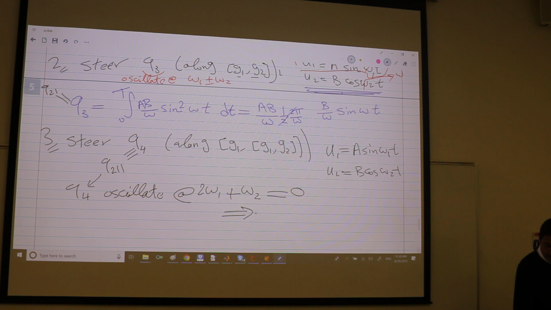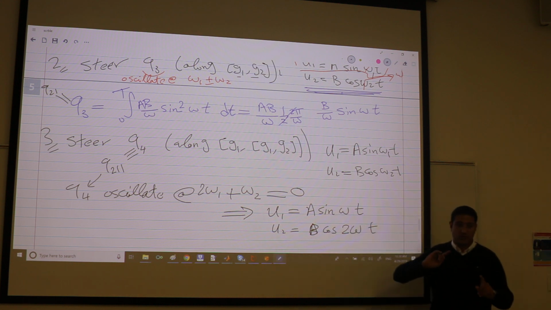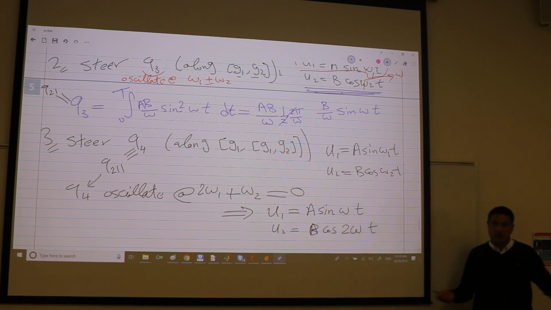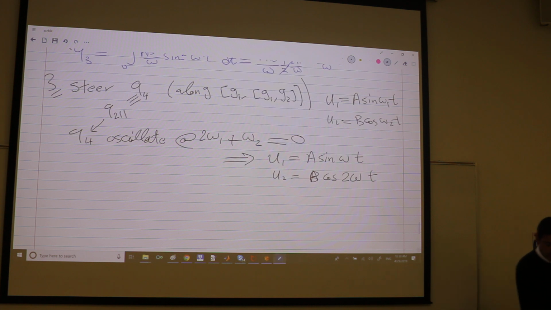So this means that U1 is A sine of some omega, and from this equation, this guy is actually twice the omega. It doesn't matter the sign. It will just make you move forward or backward along the Lie bracket. You will need to reverse it anyway when you do sideways. Okay? Any question, guys? In a similar way, you can oscillate Q5, which is actually Q2121. Do it the same way. It's the other way around here. Any question?